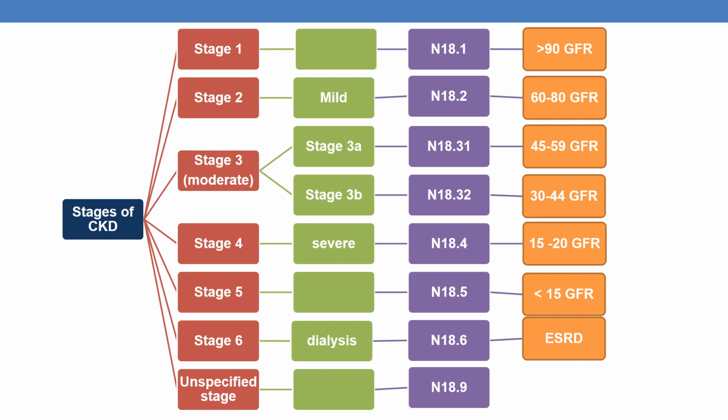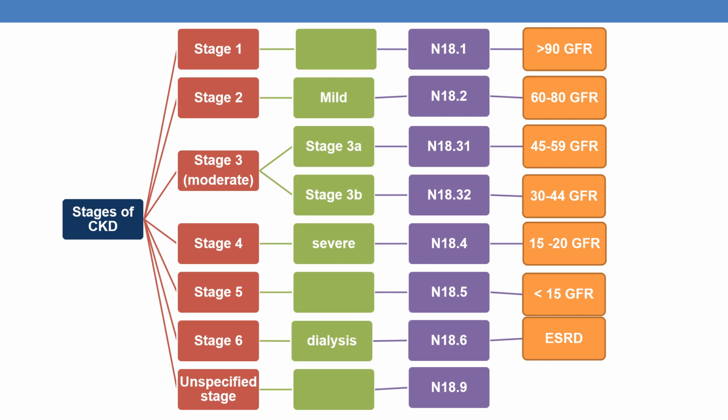And stage 3 is again divided into two substages, stage 3A and stage 3B. The code for stage 3A is N18.31 and for stage 3B it is N18.32. And for stage 3A, the GFR will be in the range 45 to 59. And stage 3B is a more severe stage. It will be in the range 30 to 44.